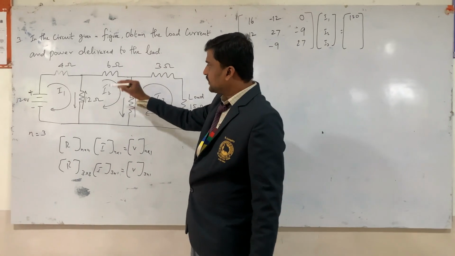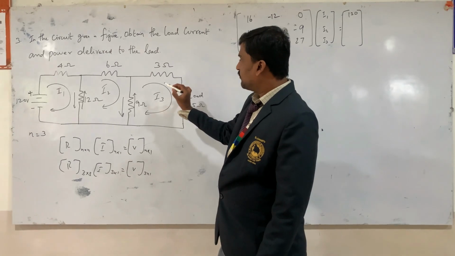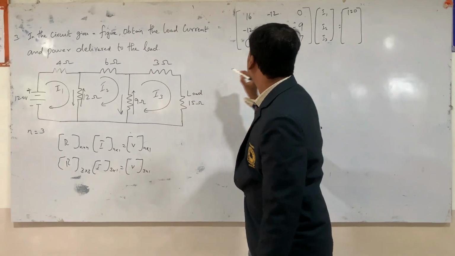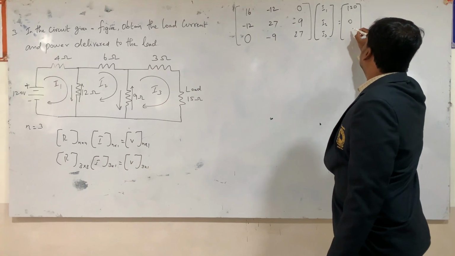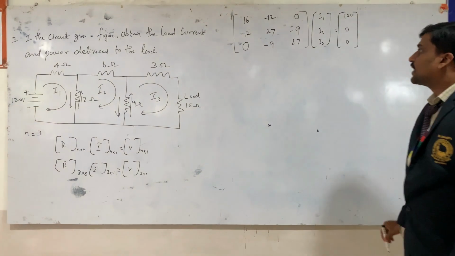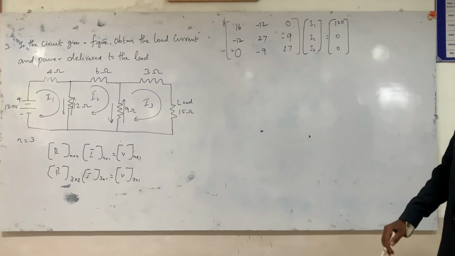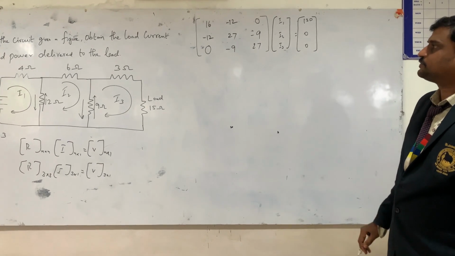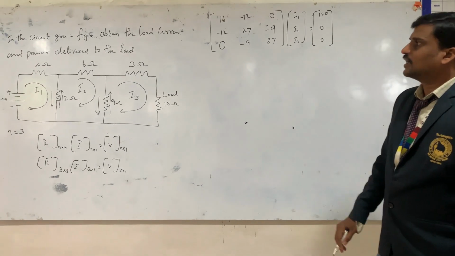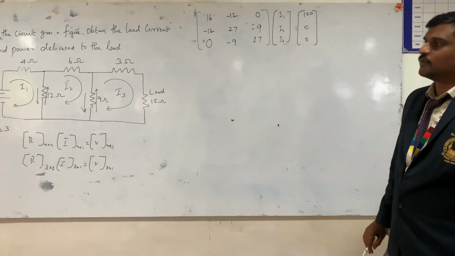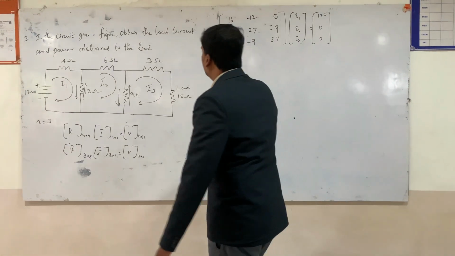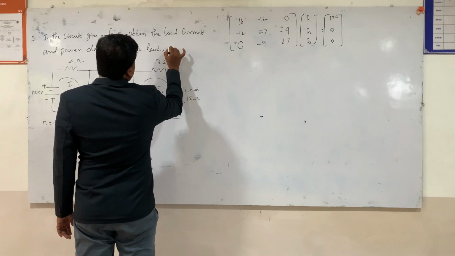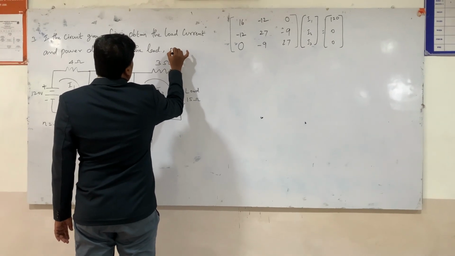And for loop 2, there is no sources given. And for loop 3 also no sources is given. So the voltage is 0 and 0. So this is the matrix equation for the problem. So now we will solve and find the load current and power delivered in the load. So also we will find all the currents here.